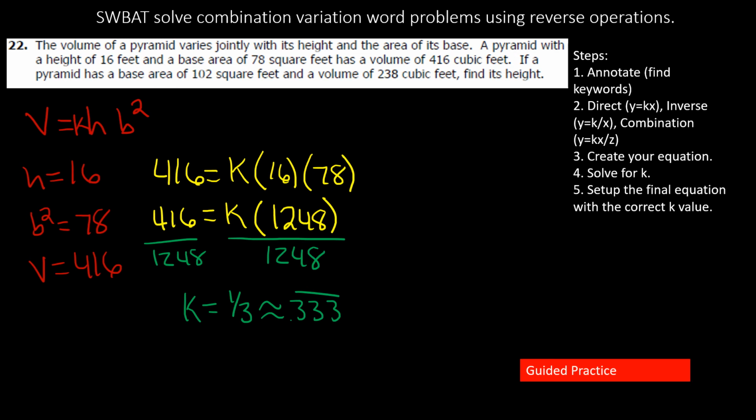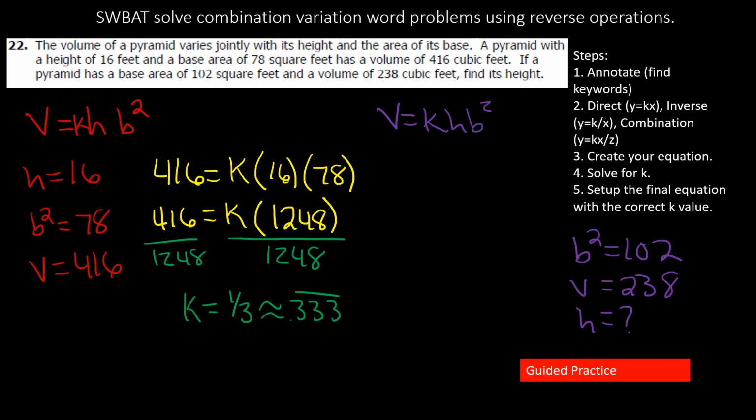Okay. Now, they want to know if the pyramid has a base, so our new base squared area is 102, and a volume of 238, then what is the height? We're looking for that height there, okay? So let's go ahead and do that. We're going to look for that height. And to get that height, we're going to take the same equation, V equals KH, and that little base squared. We're going to start substituting our values in.